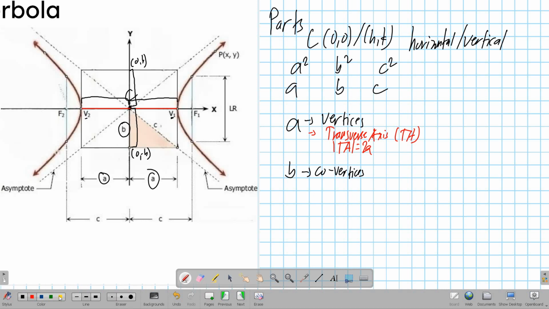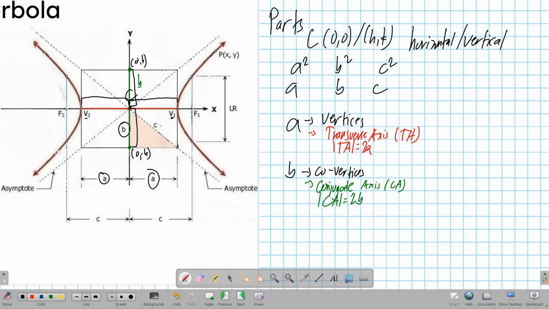Now, this line segment here, I'm going to make it green. That green line segment, with this point and that point, passes through the center, perpendicular to the transverse axis, and the endpoints, the co-vertices, are what we call the conjugate axis, which is the equivalent of the minor axis in the ellipse. In the hyperbola, it's called the conjugate axis. Similarly, that is b, and this is also b, so the length of the conjugate axis is 2b.